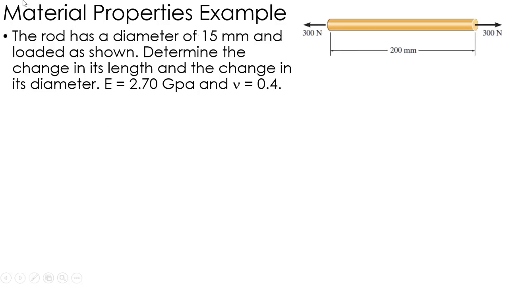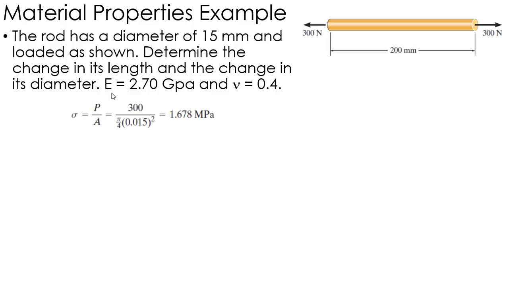In this problem, I've got a rod. It has a diameter of 15 millimeters, a length of 200 millimeters, and is loaded in tension at 300 newtons. I want to determine the change in length and the change in the diameter, knowing that my modulus of elasticity is 2.7 gigapascals, and my Poisson's ratio is 0.4.